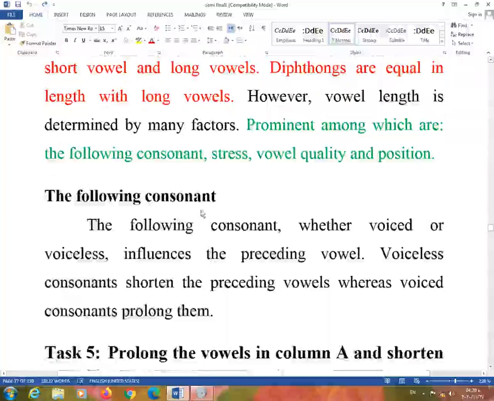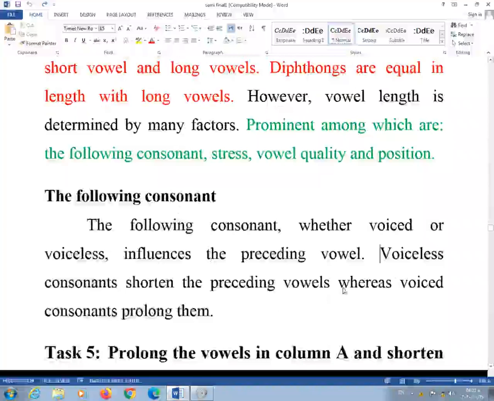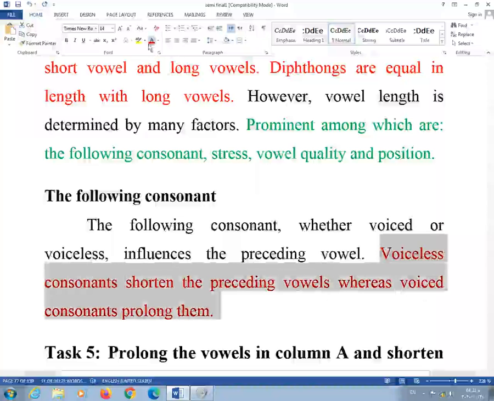Number one, the first factor is the following consonant. What does this mean? It means that the consonant that follows a vowel influences the preceding vowel. For example, voiceless consonants. What are voiceless consonants? Do you remember? Voiceless consonants are consonants that do not necessitate voicing. And what's voicing? Voicing is a sound made in the larynx by the vibration of the vocal folds. So voiceless consonants shorten the preceding vowel. This is a rule. We have to know this rule.